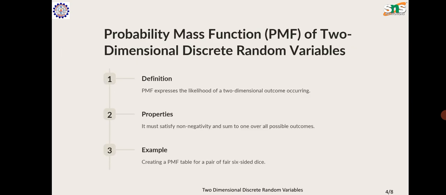The probability mass function of a two-dimensional discrete random variable. When we are doing the discrete case, we should know the probability mass function. In one-dimensional random variables, we have come across many distributions: binomial, Poisson, uniform. These all come under discrete random variable. Here we are seeing the two-dimensional random variable, so we should know the probability mass function of a two-dimensional random variable.